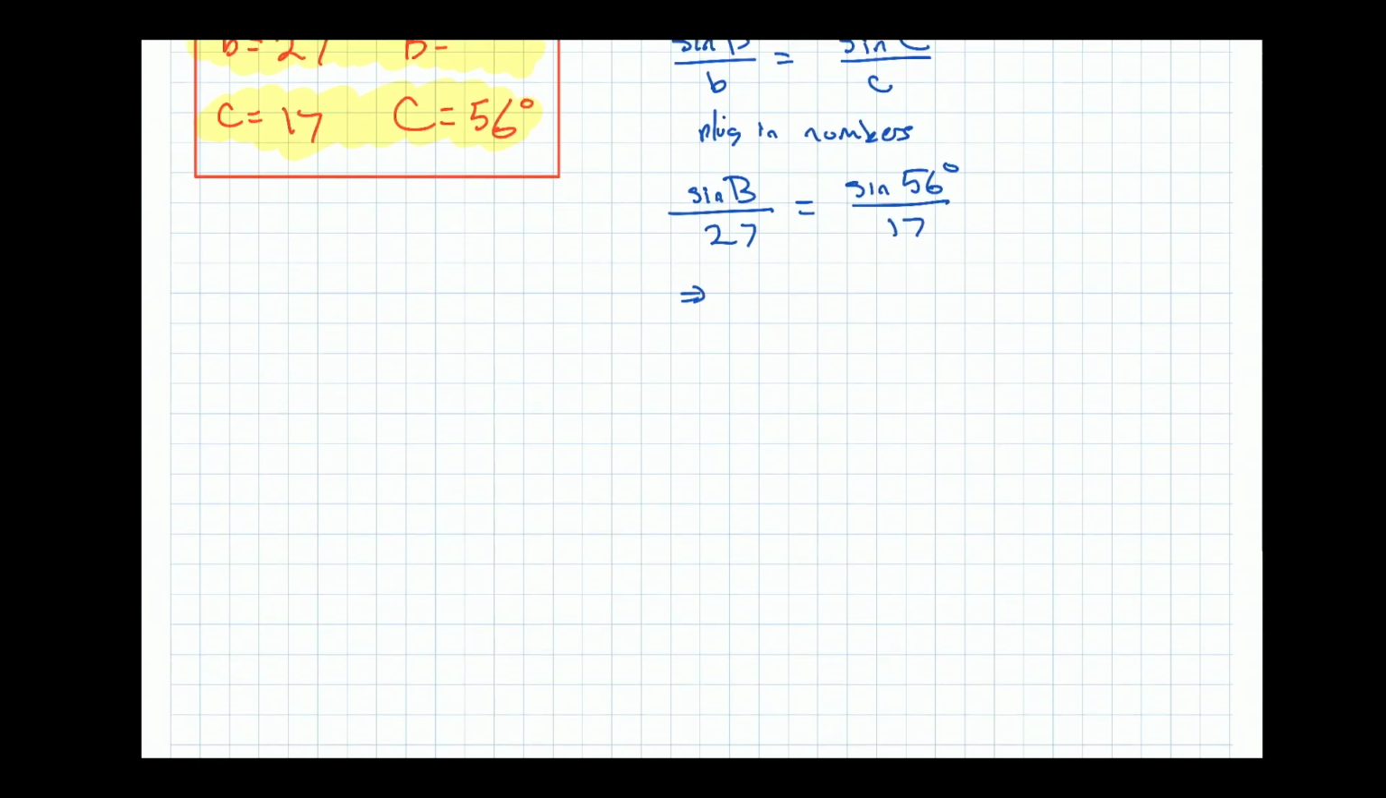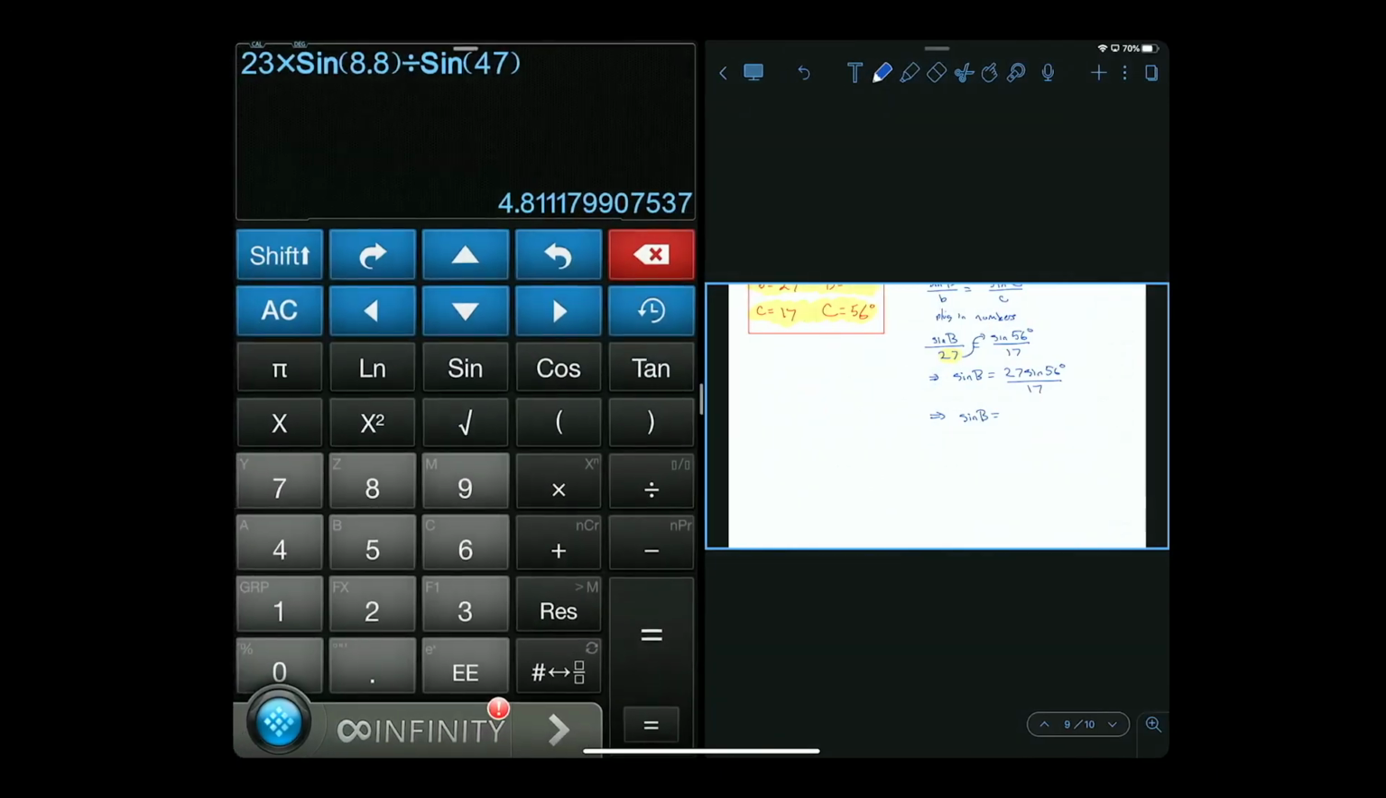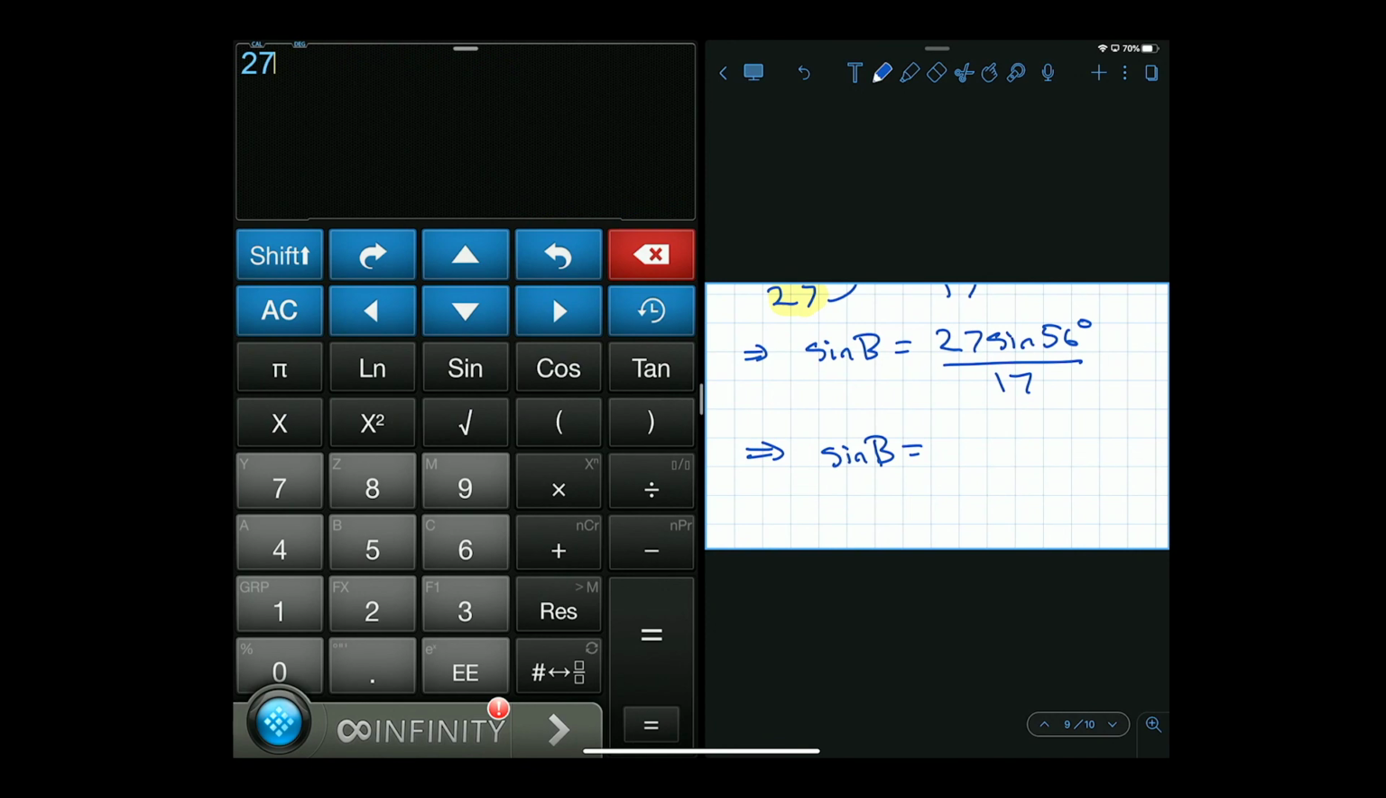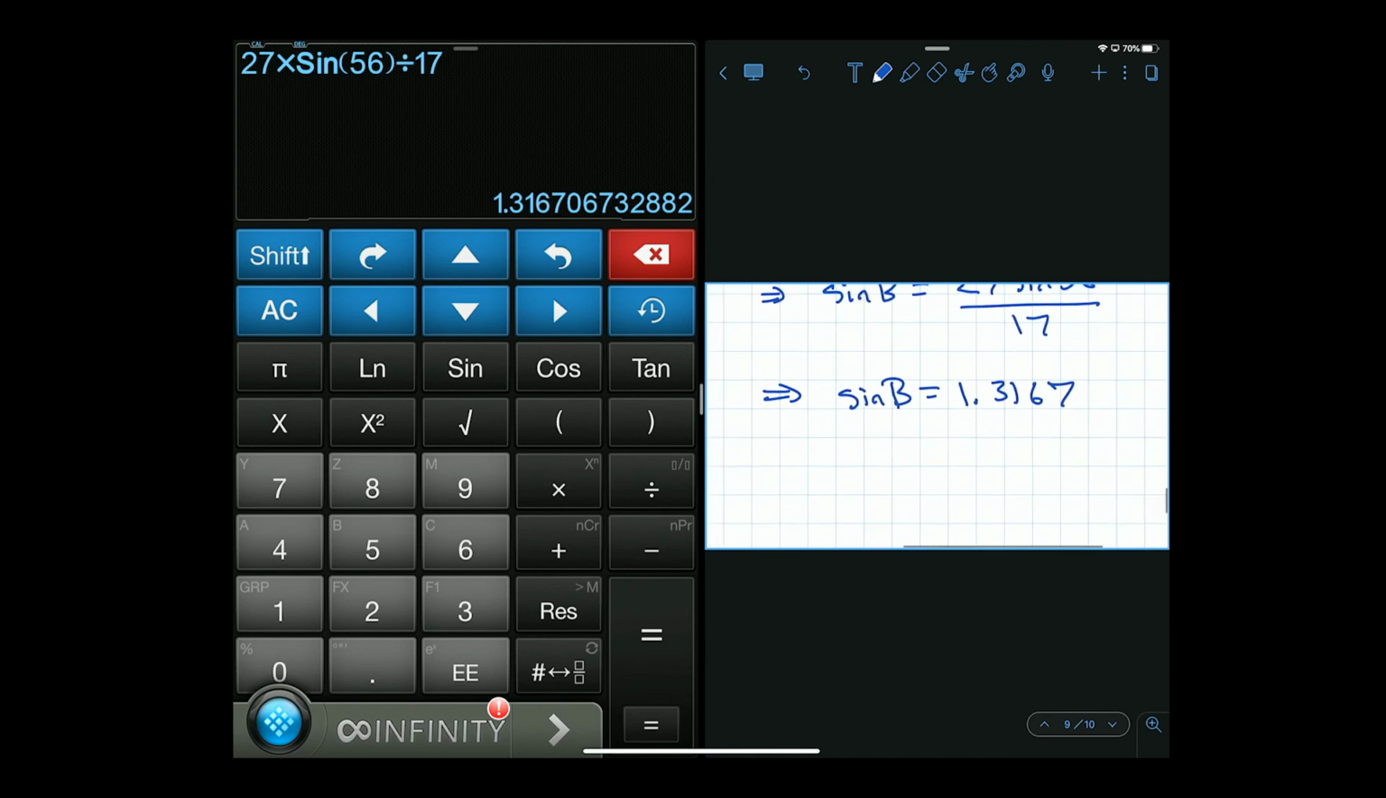So this tells me that sine B is, bring the 27 on up to the other side. You're going to get 27 sine 56 degrees over 17. So you get sine B. We punch this into a calculator, just as we have done twice now. 27 times sine 56 degrees over 17. And you get 1.3167.